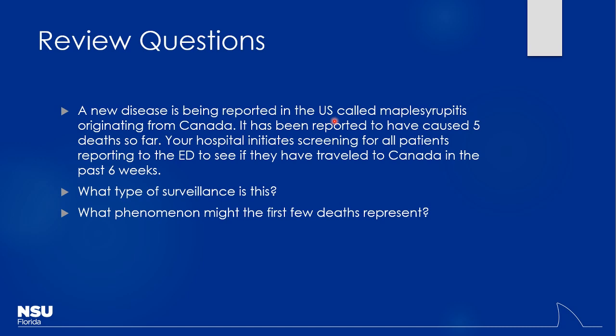Let's say we have a new disease reported in the U.S. It's called maple syrupitis, and it's originating from Canada. It's been reported to have caused 5 deaths so far. Your hospital then initiates a screening for all patients. They're asking everyone who's coming in, have they been to Canada in the past 6 weeks? What kind of surveillance is this? Is it active or passive?